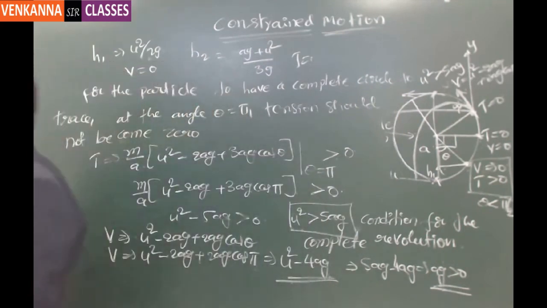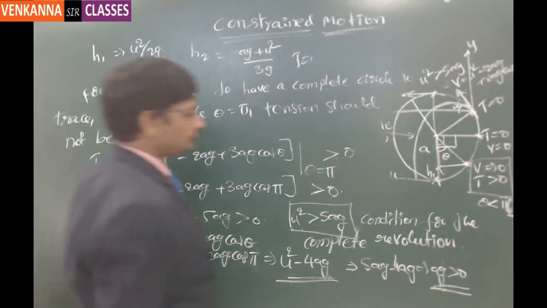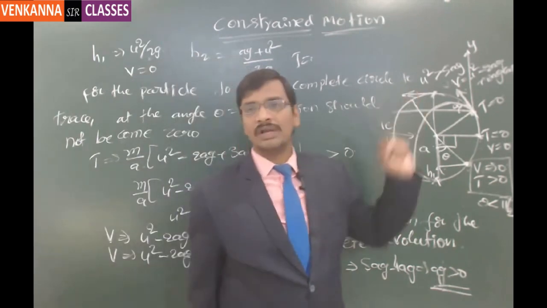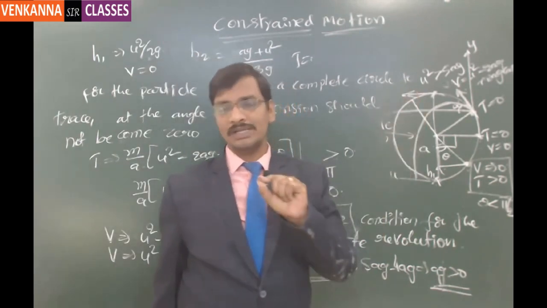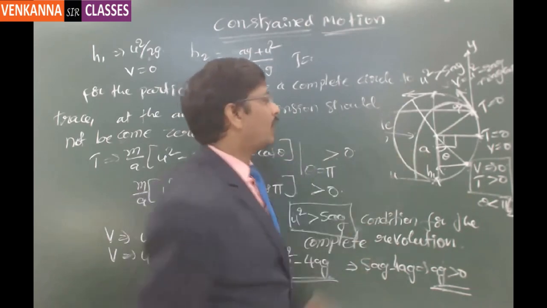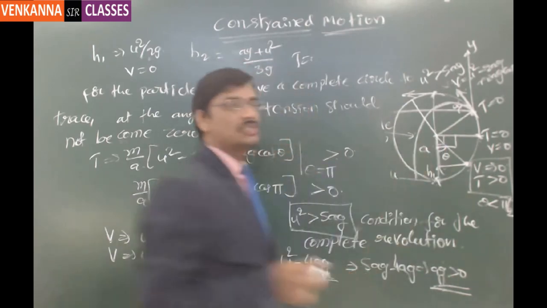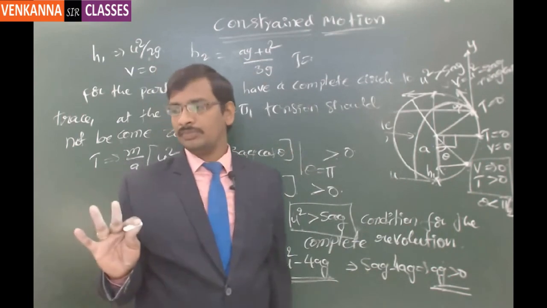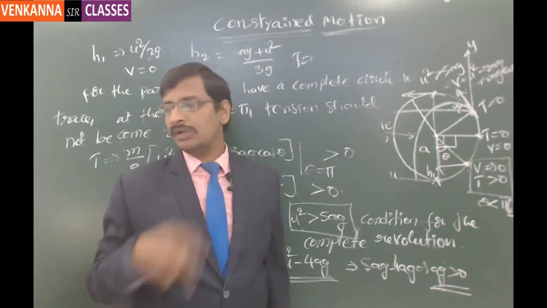Understood? Do you have any questions on this? Last two lines, see this. What happens is, we tried finding out the condition to have a complete circle for the stone. Now that condition should be that the particle should not be having zero tension at any point. That is the condition so that it can go a complete circle.